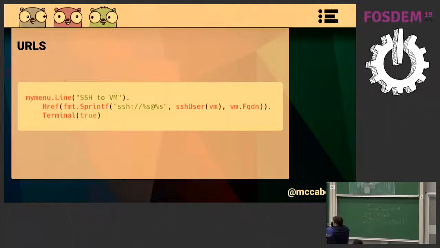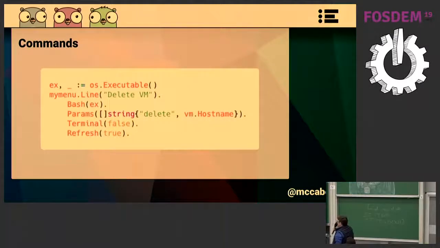For example, to add a link to a URL, you just add a line, give the line a bit of text, and then you use this href. It uses a builder pattern to build things up. The href just takes the URL. In this case, it's an SSH URL, and it's just using OS X's open, so that'll open a terminal, and the terminal is true so that it doesn't suppress the terminal. But that could be a URL, it could be HTTP, HTTPS, whatever.